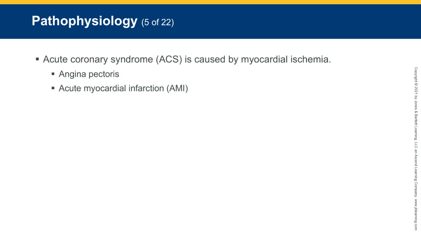Acute coronary syndrome, or ACS, refers to conditions caused by myocardial ischemia, or decreased blood supply to the heart. This includes angina pectoris, which is chest pain due to reduced oxygen supply, and acute myocardial infarction, where part of the heart muscle dies due to prolonged lack of blood flow.